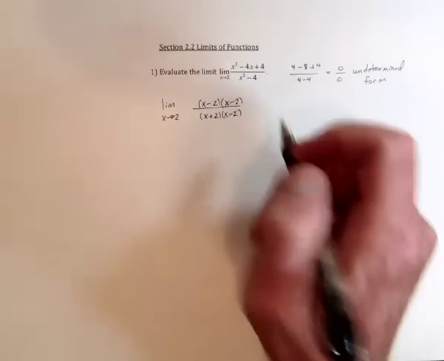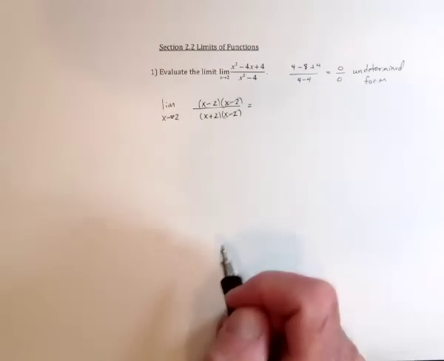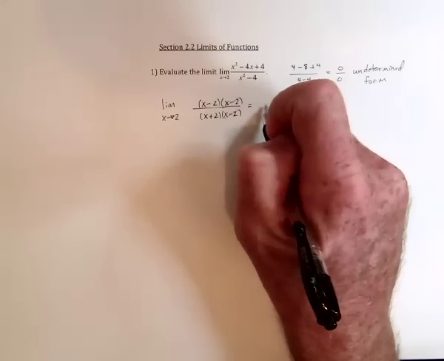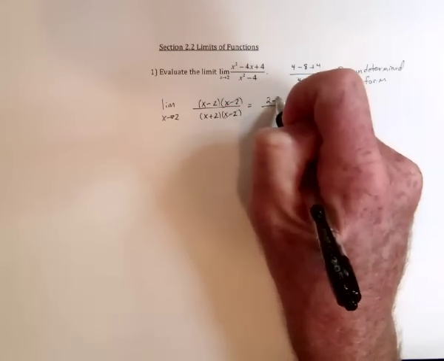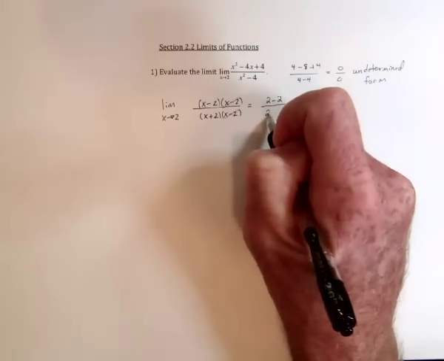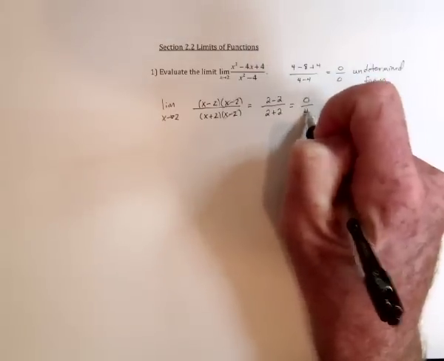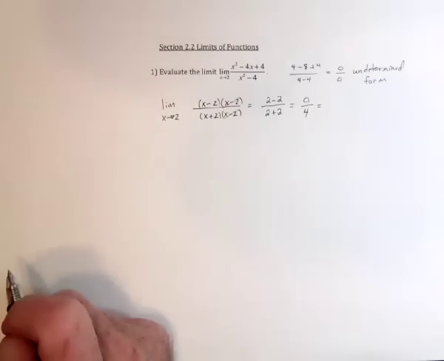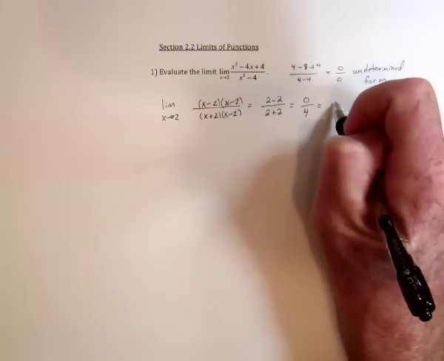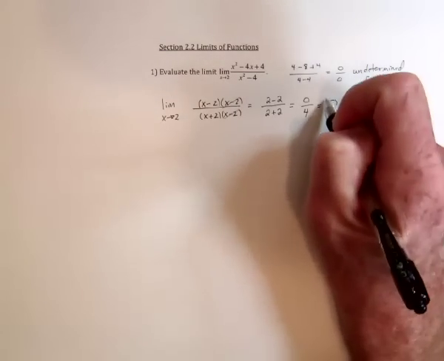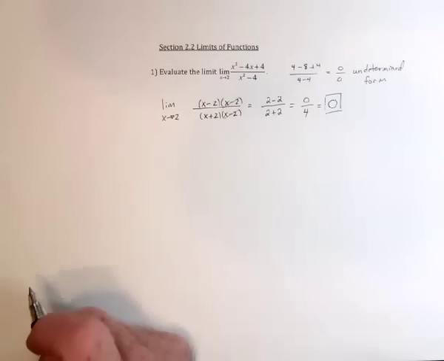So try it again. Now substitute the number in again, so substitute in a 2, and we get 2 minus 2 for the numerator and 2 plus 2, so that's going to be 0 divided by 4. And 0 divided by 4 is equal to 0. And so that would seem to be the answer.